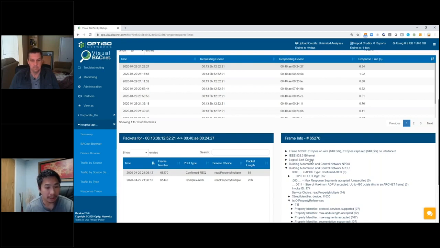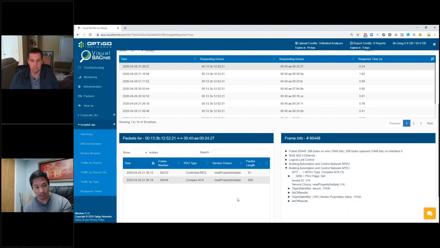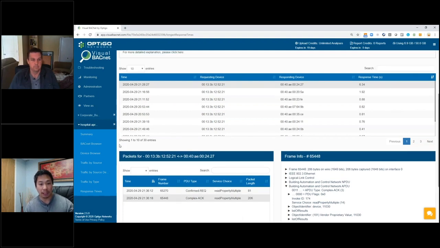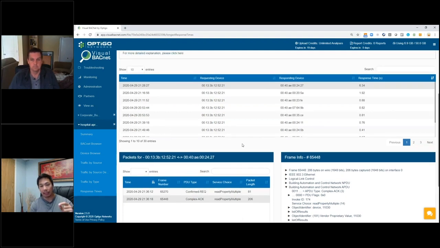A couple of notes here, 3 notes. One is the response is actually successful. You can see it sends out a read property multiple and an actual response with the acknowledgement for the read property multiple. So it is actually working. The data is getting there, it's just getting there a little late. Observation number 2 is that at least for the top 10, it's all the same requesting device. So what's happening there? Again, I don't know the system, so I can't comment.